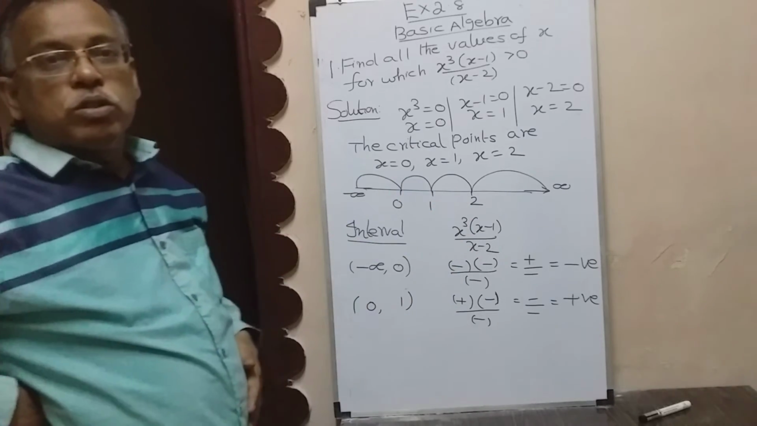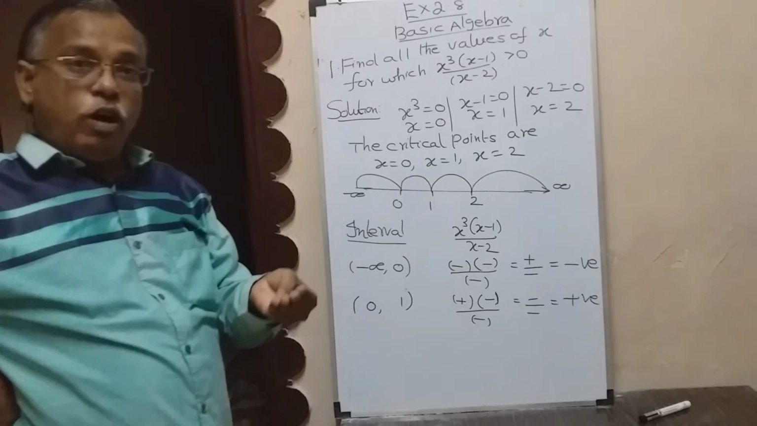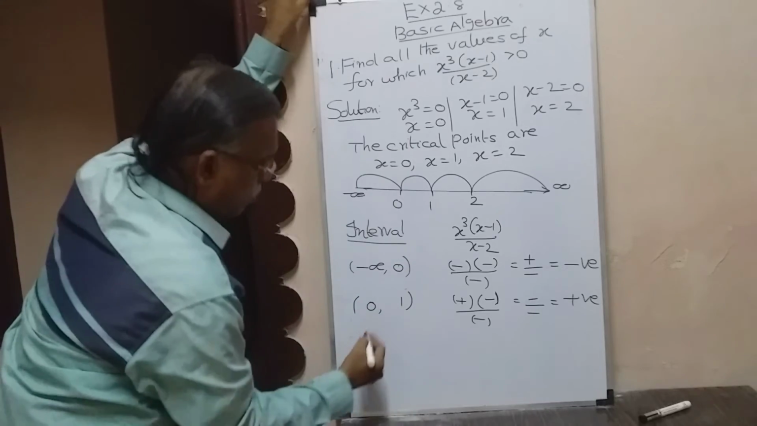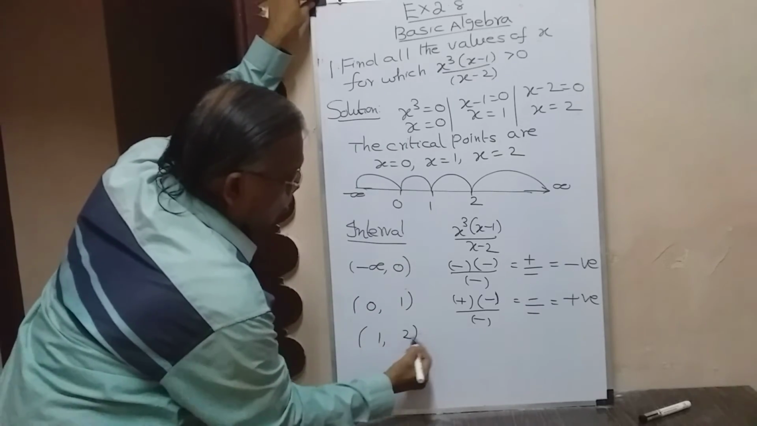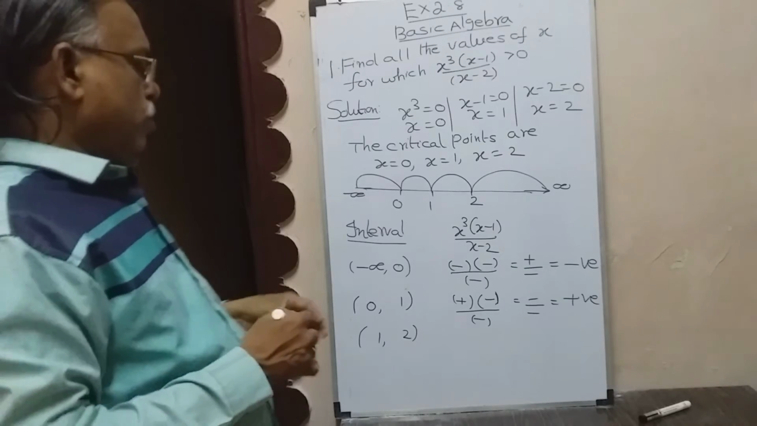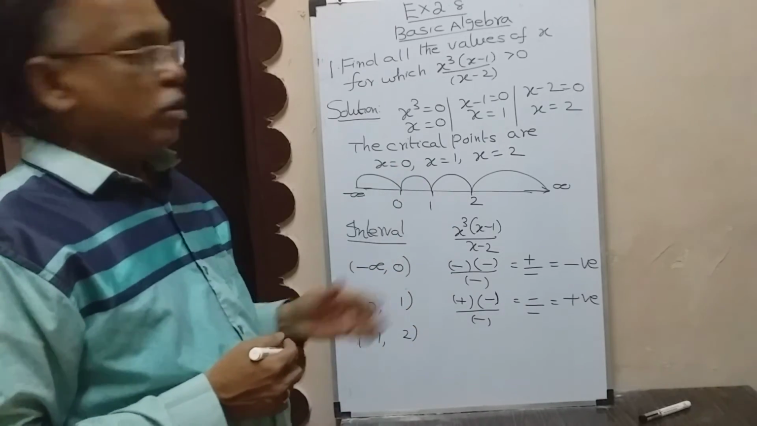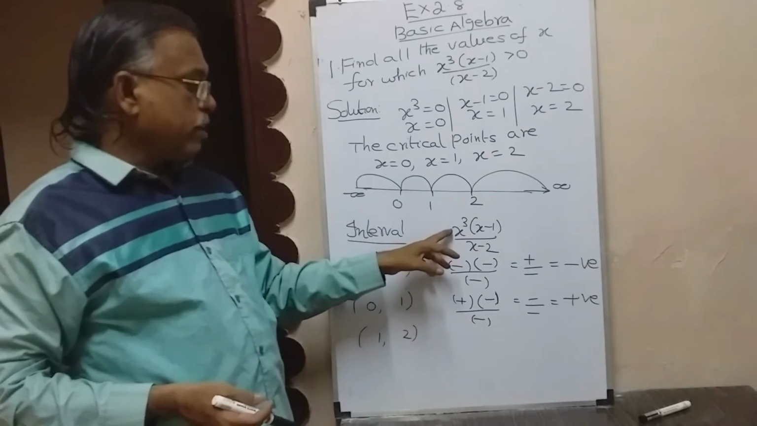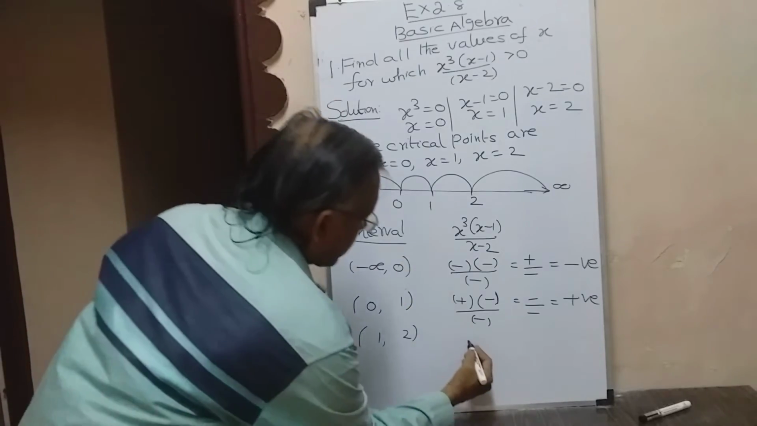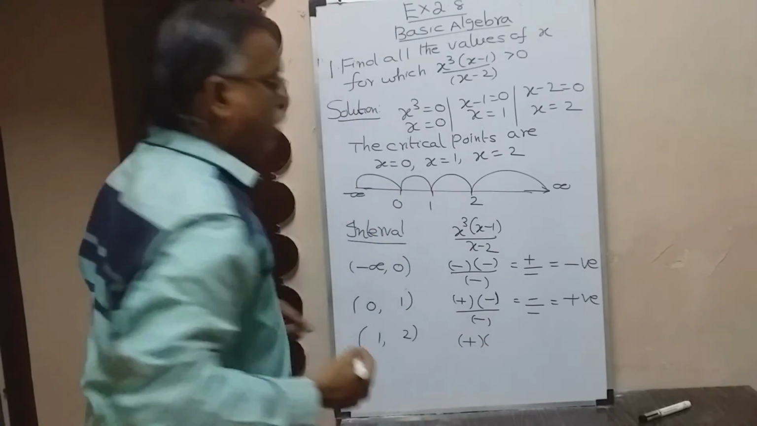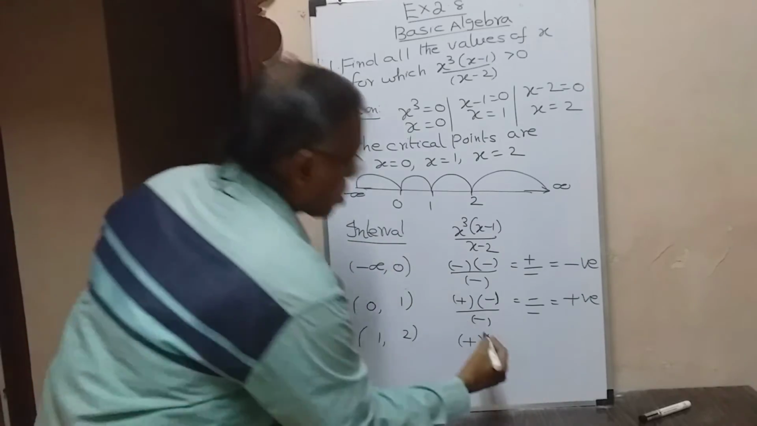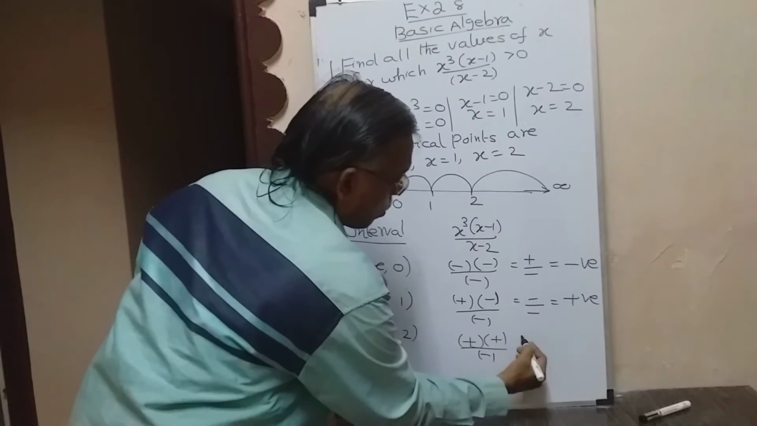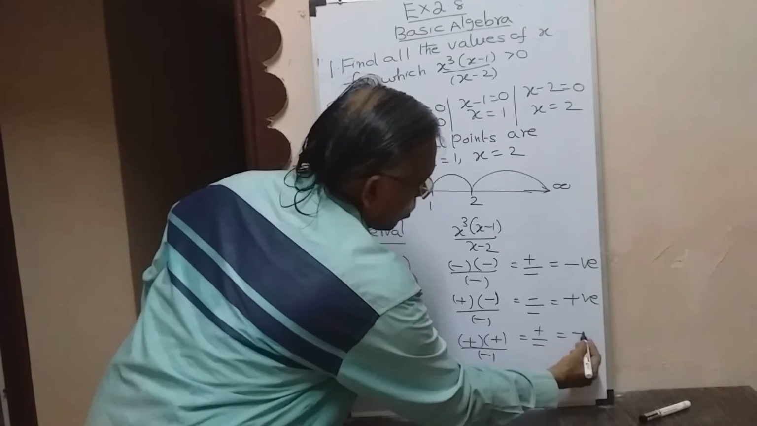1 to 2. So between 1 and 2, you take any value of x, then you substitute here and check the sign. So this is the procedure. Next interval, 1 comma 2. Suppose I take 1.5, in between 1 and 2. So 1.5 whole cube is positive. So the first factor is positive. Second factor, 1.5 minus 1 is 0.5, positive, divided by 1.5 minus 2, negative. So positive by negative is nothing but negative.